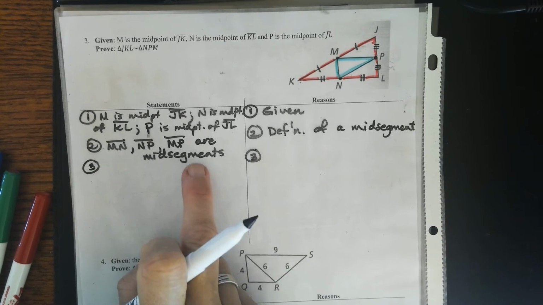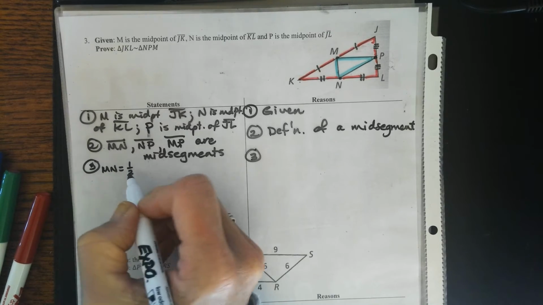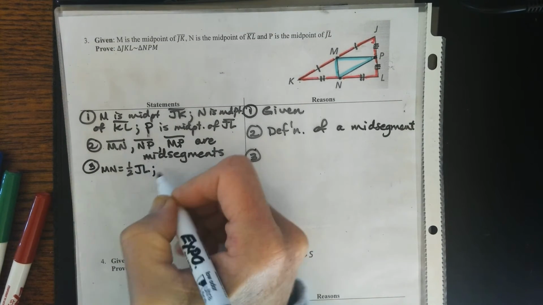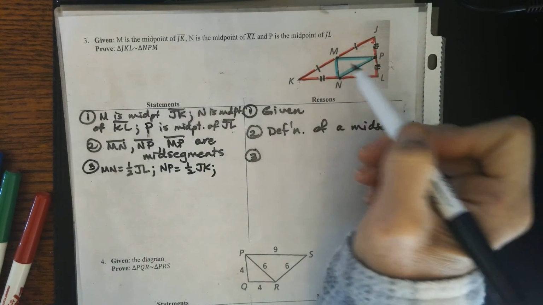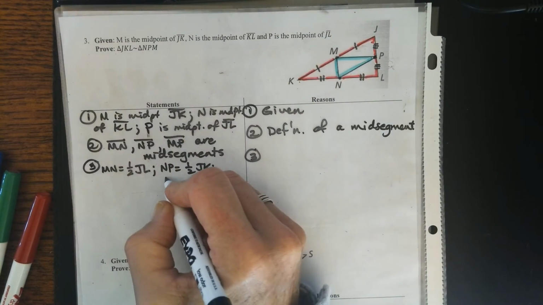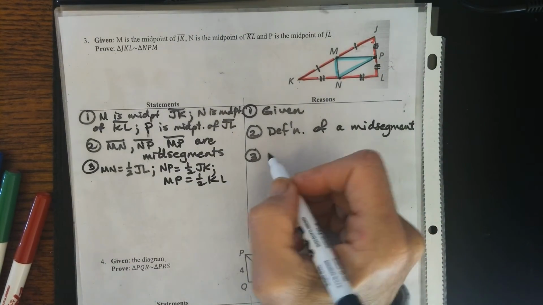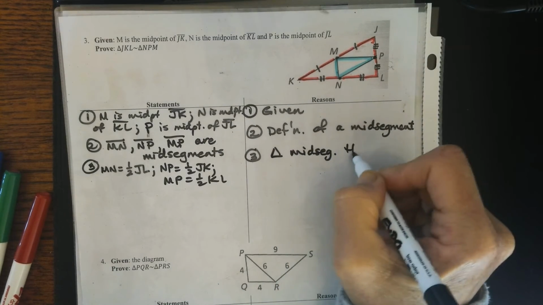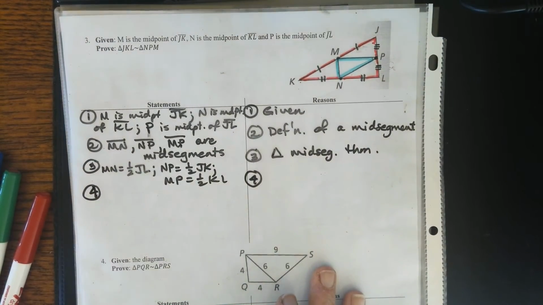Now, the mid-segment, once I have that, tells me that MN is 1/2 of JL. It also tells me that NP is half of JK, right here, and MP is 1/2 of KL. And that is called the triangle mid-segment theorem. So that was from last week.